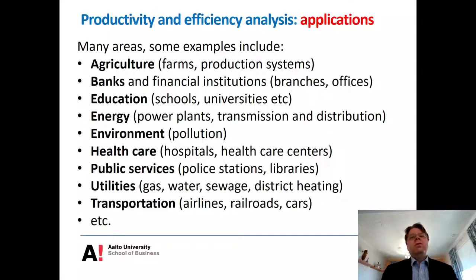Just as an illustration of the areas where this kind of approach has been found useful and where these research questions appear, here is a limited list of examples of application areas that I'm familiar with, and many of those I have also worked with myself. Agricultural economics is of course one traditional area where issues of production and productivity of farms and other production systems have been of central interest for a long time. Another area is banks and other financial institutions, where there are lots of studies that look at bank branch efficiencies, try to explain the differences, and also do benchmarking to facilitate good practices.